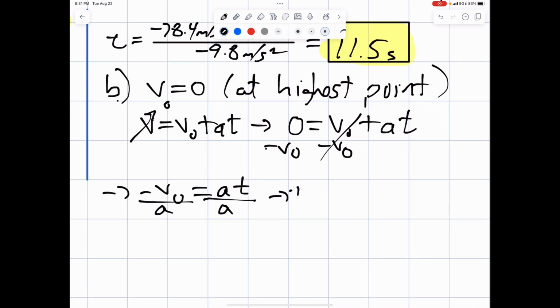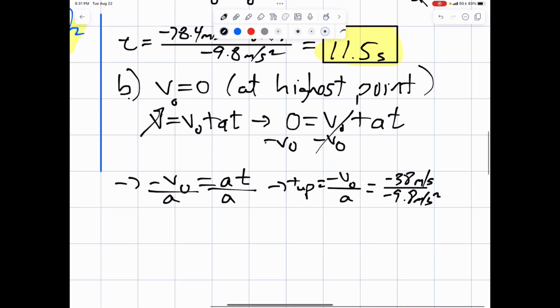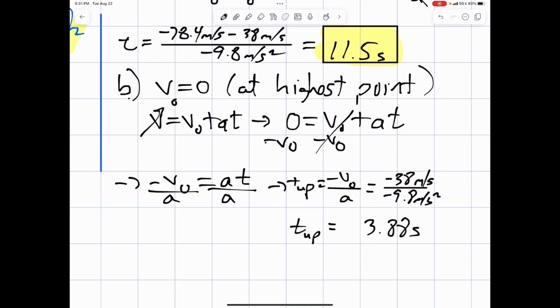And time going up is negative V naught over A, which is negative 38 meters per second, sorry about that, that should just be meters per second, over negative 9.8 meters per second squared. So 38 over 9.8, right, and we end up with about 3.88 seconds. So the time to go up is about 3.88 seconds.